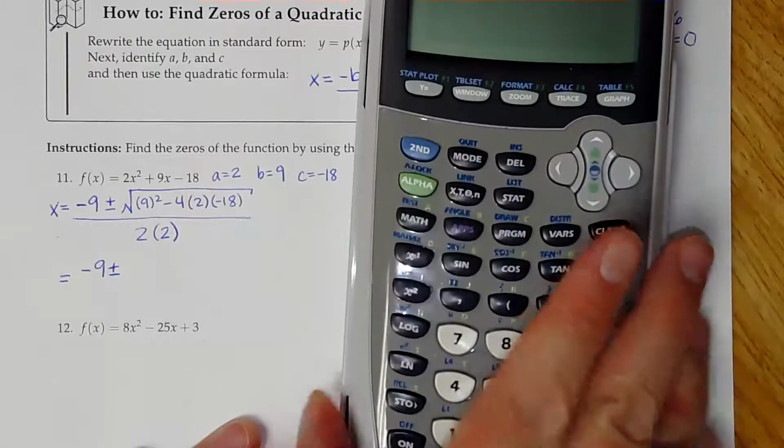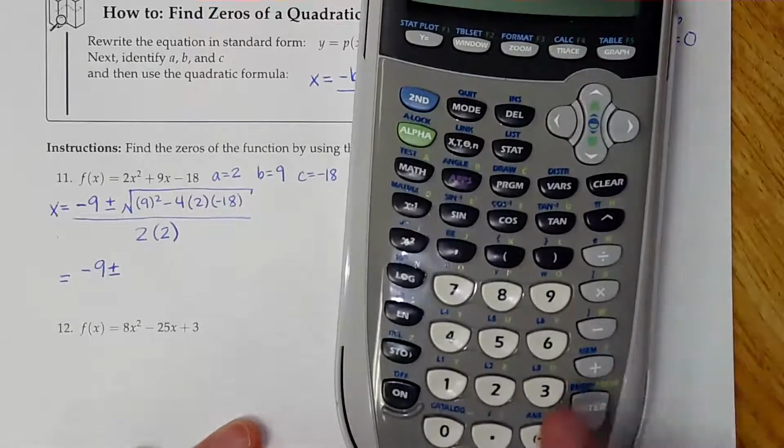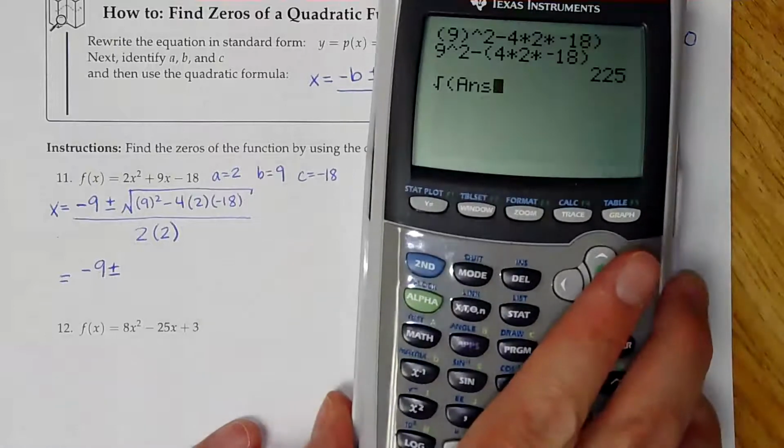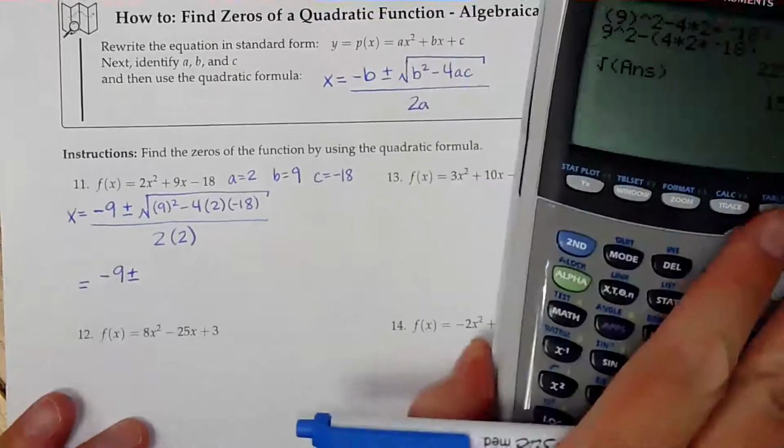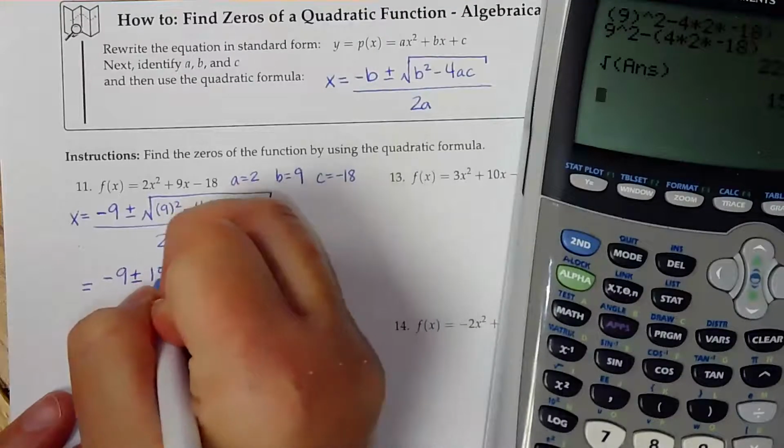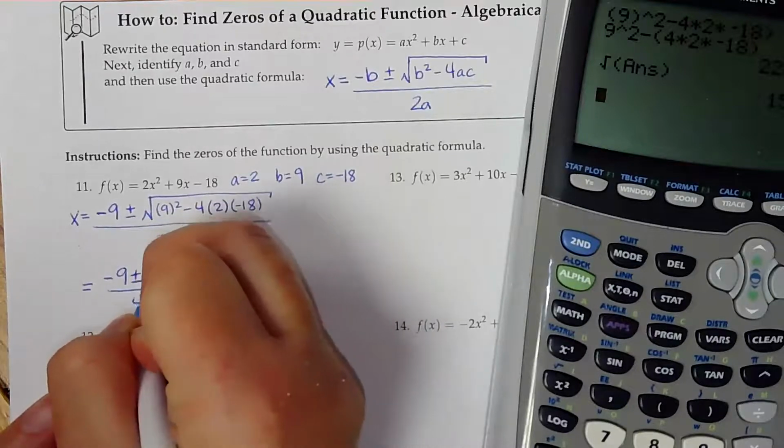And if you haven't seen this before, you can actually get it to give you the answer you just got by hitting the second key. And then here it says answer. So I'm going to push that. And that tells you that square root is 15. Right, so I have -9 plus or minus 15 divided by 4.